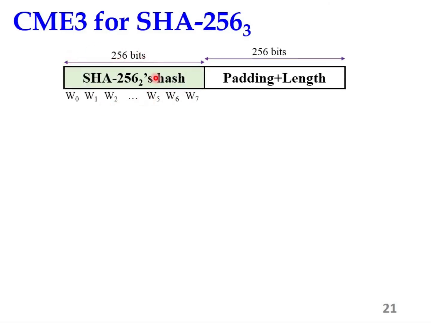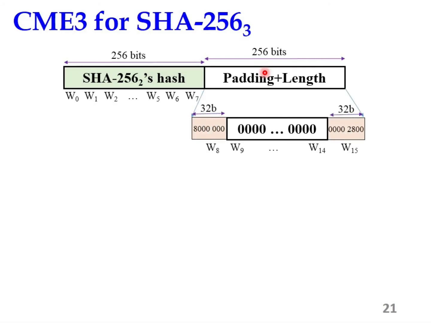I want to present the Compact MessageExpander algorithm for SHA-256 State 3. At SHA-256 State 3, the first 256 bits are the output of SHA-256 State 2, and the last 256 bits are the padding bits. In particular, the majority of the 256-bit padding is almost zero, similar to the Compact MessageExpander of SHA-256 State 2. The basic idea is to improve the calculation of 32-bit words from round 16 to round 63.